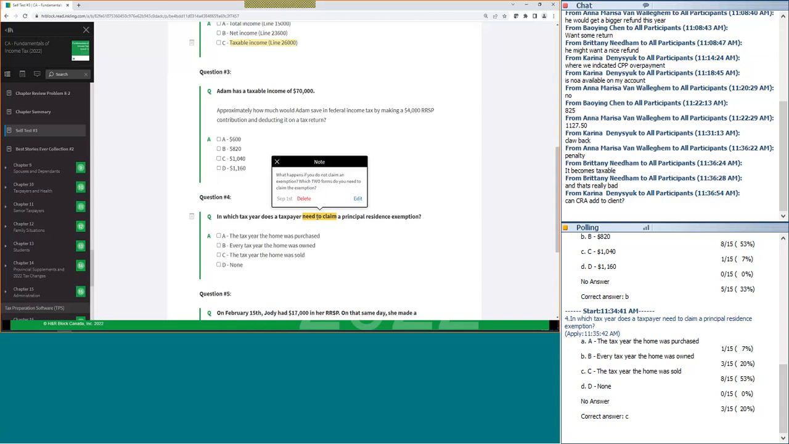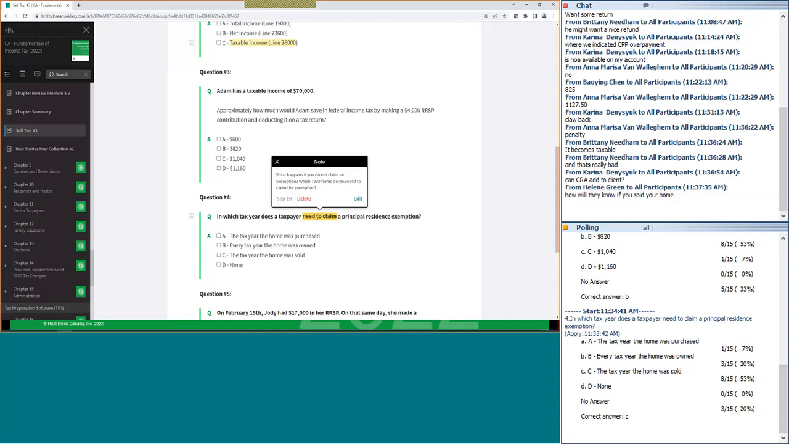Karina, can the CRA add it to the return? If the CRA suspects that you sold something, if they catch you, then they can add, based on the information they find, to your return. More likely, they're going to do it another way, which is to say they're going to ask you for the information and then add it that way. But if you're not cooperating, they can investigate.